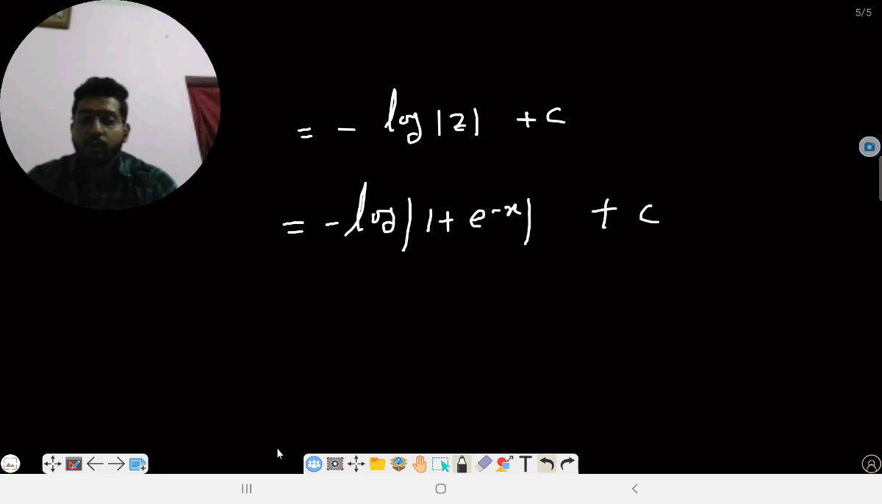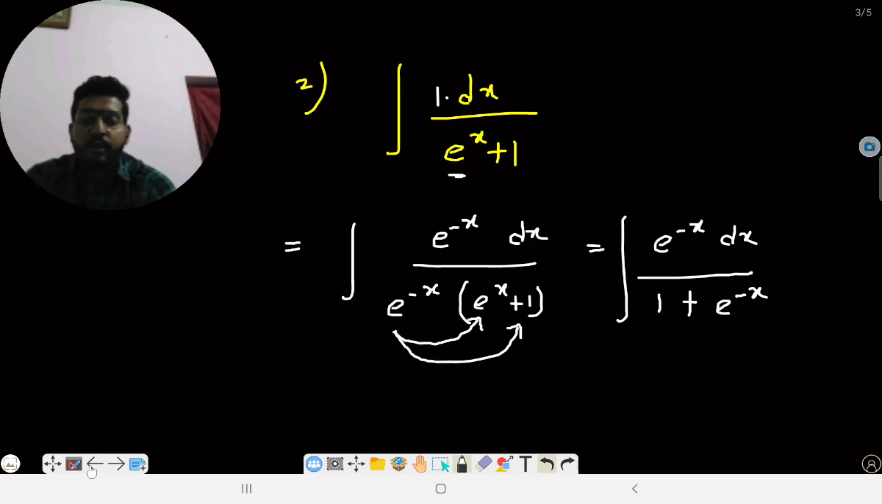Question number 2. For this type of question, whenever in the denominator there is only e to the power x or e to the power minus x, we have to multiply like this. Here it is only e to the power x plus 1. That's why you have to multiply numerator and denominator by e to the power minus x. Now if the denominator was e to the power minus x plus 1, you have to multiply by e to the power x like this.